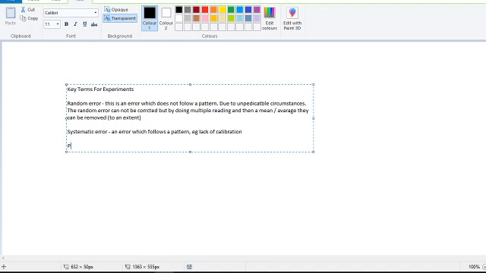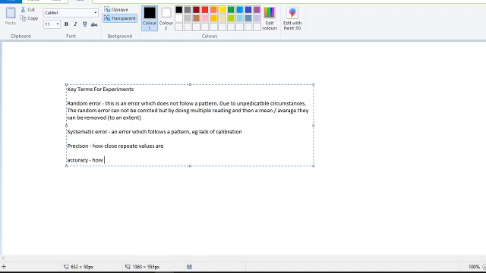So now precision. We're going to make these as condensed as humanly possible. Precision is how close repeat values are. So say you did an experiment and you got 10 values, it's how close those values are to one another.